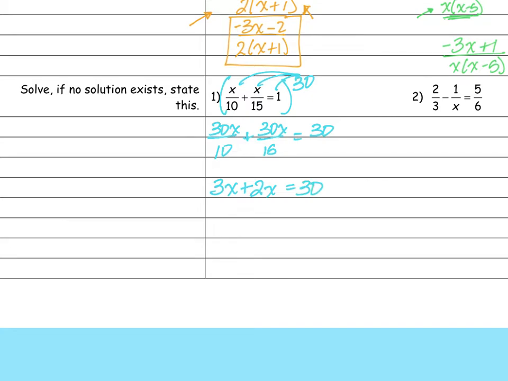How was that? Not too bad? Okay. So then I get 5x equals 30. Divide by 5. Now you guys know how to do this problem, right? It's just a linear equation. You already know how to solve this. x is going to equal 6. Yep, done.